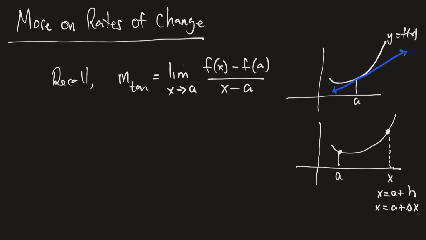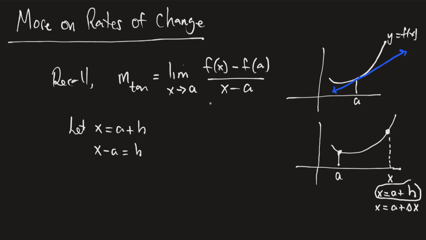So essentially, with this single equation, I am going to convert this limit into an equivalent limit that looks a little bit different, but it gives us exactly the same information, right? So let's do that. Let x equal a plus h, right? Well, if x is a plus h, then I could solve for h and say that x minus a is equal to h, right?